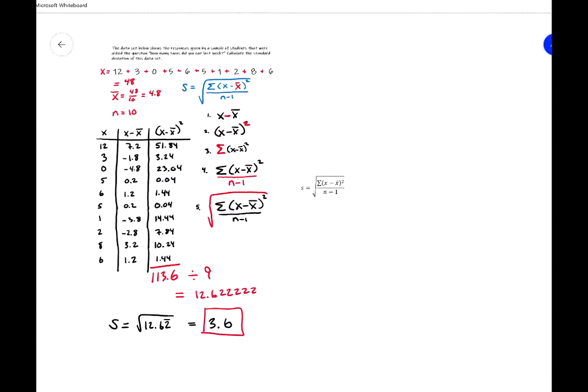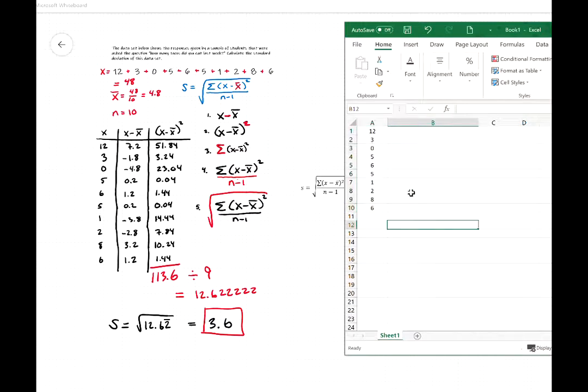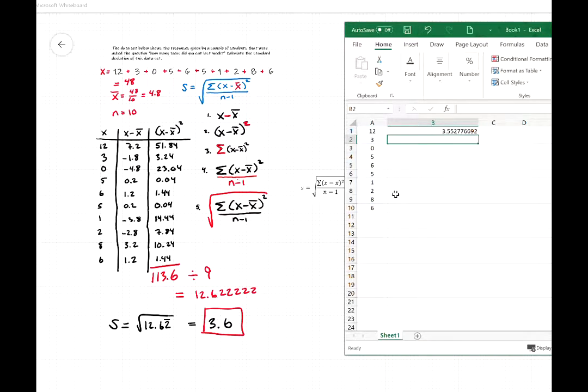I am going to bring Excel into the mix. And I just want to show you how quick and easy it is to calculate standard deviations on Excel. Now remember, it took us about 12 minutes to do this problem. I will do it in less than 12 seconds on Excel. Equal STDEV.S parenthesis, data, close parenthesis, done. And there it is. Problem's done.